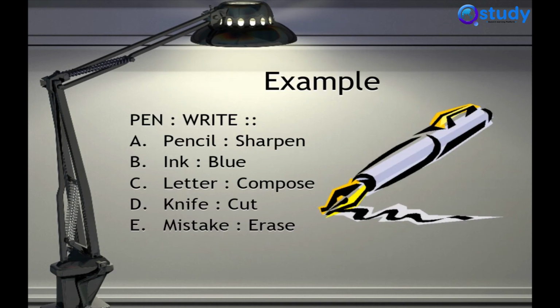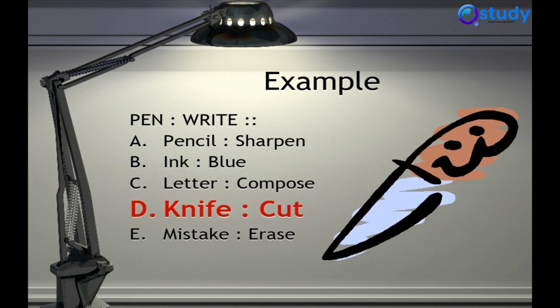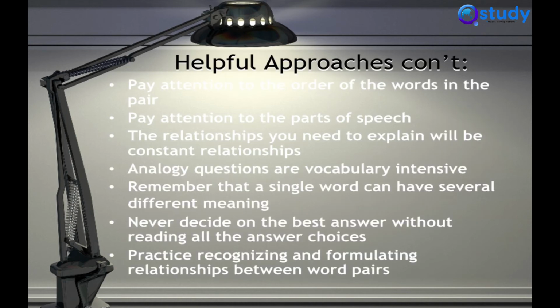Pen is to write. The function of a pen is to write. Similarly, A is pencil is to sharpen. No, a pencil is also used for writing. Then ink is to blue. No. Letter is to compose. No. Knife to cut, and mistake to erase. I guess the answer is D, knife to cut, because the function of a knife is to cut something. Let's see the answer. Yes, the right answer is D, knife is to cut.